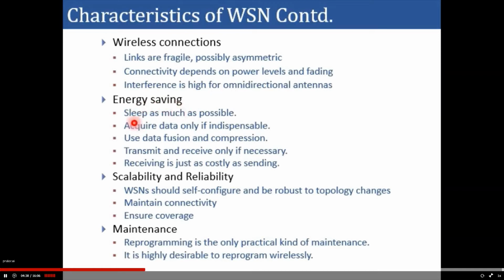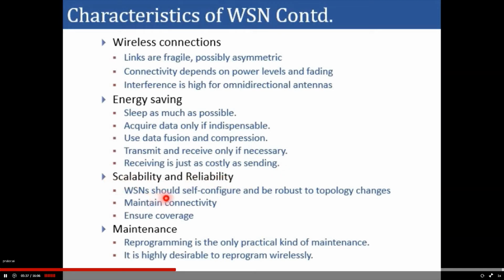As far as energy saving is concerned, wireless sensor nodes sleep as much as possible. Sometimes they sleep 99% of their useful life. They acquire data only if it is really necessary. They use various data fusion and compression techniques so that large data can be transmitted in less time, and energy in data transmission can be saved. Transmission and reception from a wireless sensor node happen only if necessary. Data receiving and data transmission are equally costly because the energy consumption in receiving and sending data is the same.